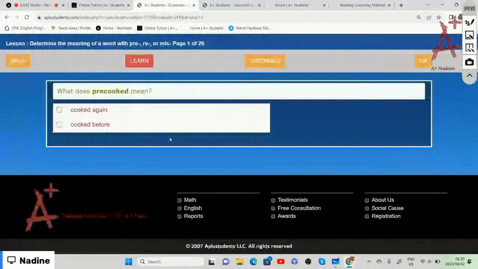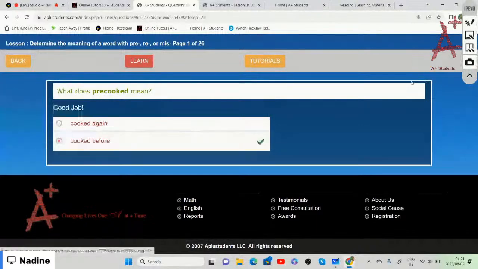All right, let's do a little test on prefixes and suffixes. You need to determine the meaning of a word with pre, re, or mis. So what does precooked mean? Is it to cook again, or you've cooked before? If you precook something, then it means that you've cooked before, so not again. So precook is to cook before.